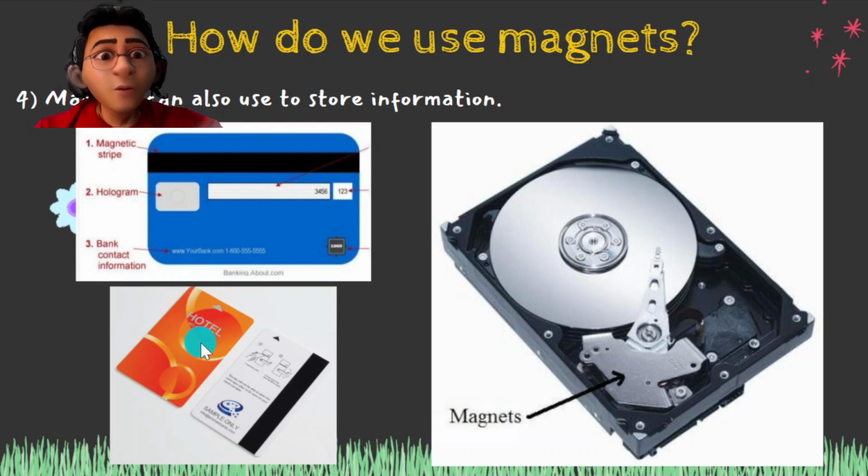And also, if you ever went to a hotel, nowadays they give you this type of key card, and this black strip is magnetic. They have information inside, maybe the room number or maybe the code for the door lock. I'm not sure, but information is stored in this magnetic strip. And in our computers, we do have magnets to help us store information.